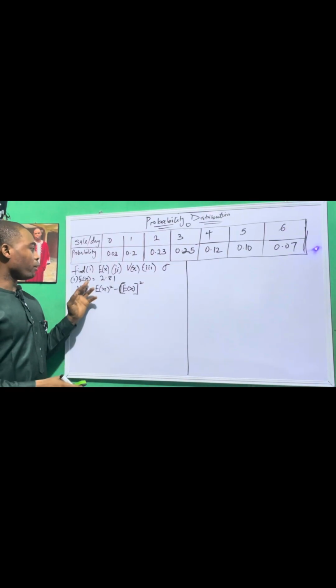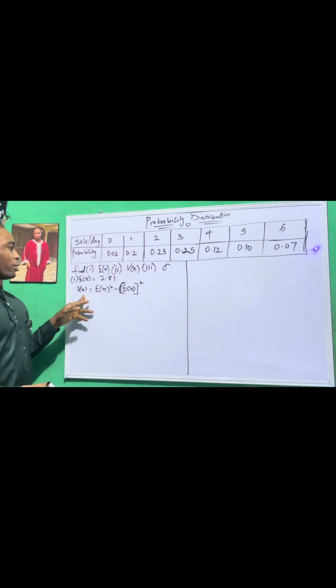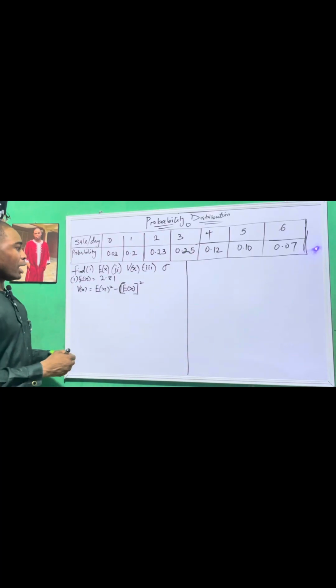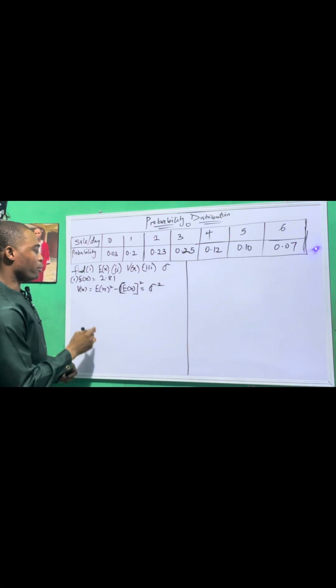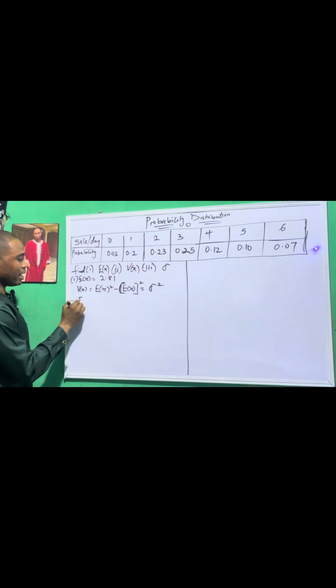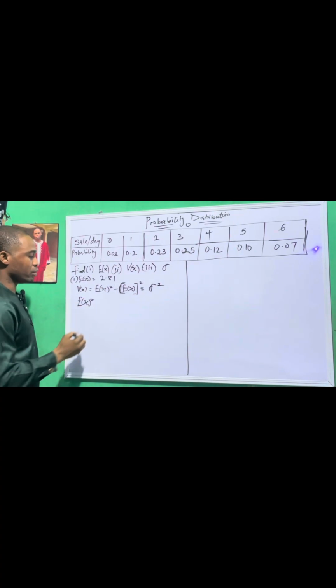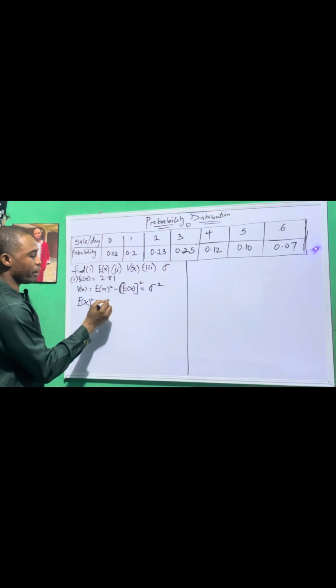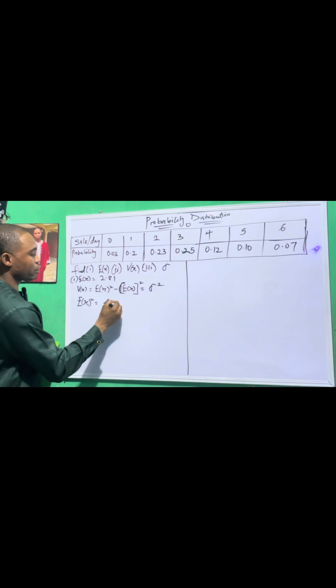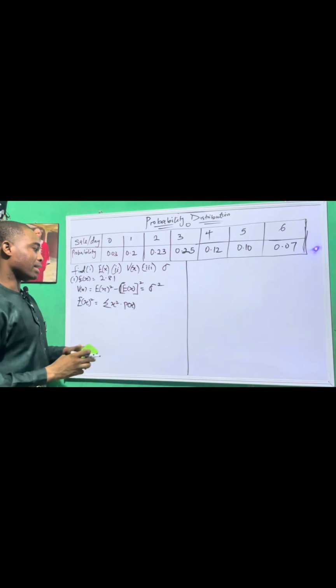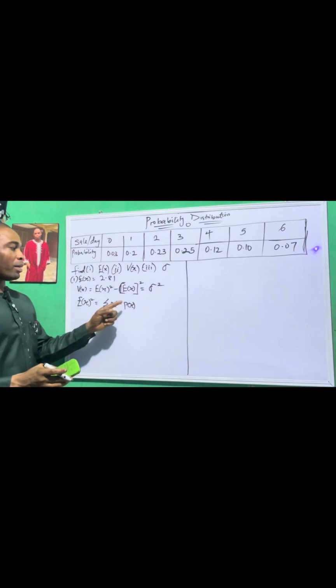The expected value of x is 2.81, like I said. Then for you to get your variance, we have this application. Don't forget that your variance is the same thing as sigma squared. Now we need to examine this. The expected value of x squared is going to be the summation of x squared multiplied by the probability of x. In this case, we are dealing with x squared multiplied by the probability of x.